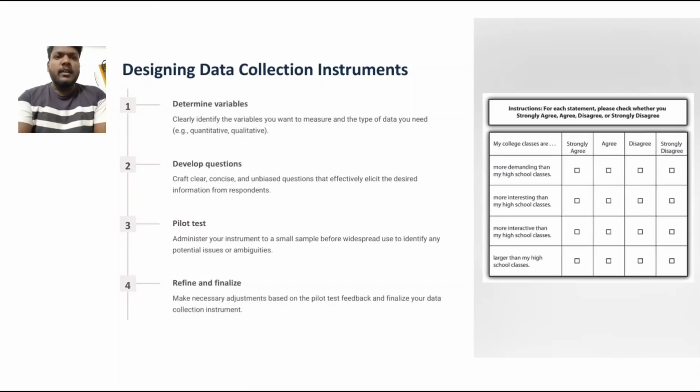And next is designing data collection instruments. First is determine variables, second is develop questions, third is pilot test, and fourth is refine and finalize. First, determine variables. Clearly identify the variables you want to measure and the type of data you need, for example quantitative and qualitative. And next is develop questions. Craft clear, concise and unbiased questions that effectively elicit the desired information from respondents.